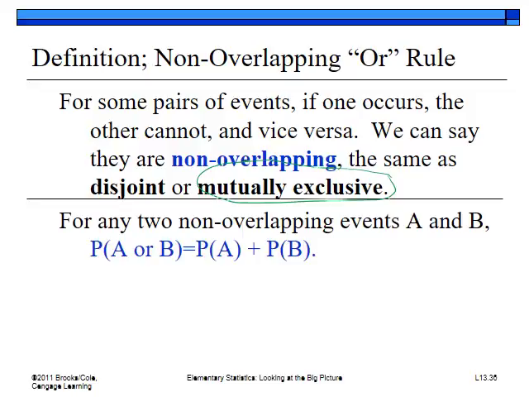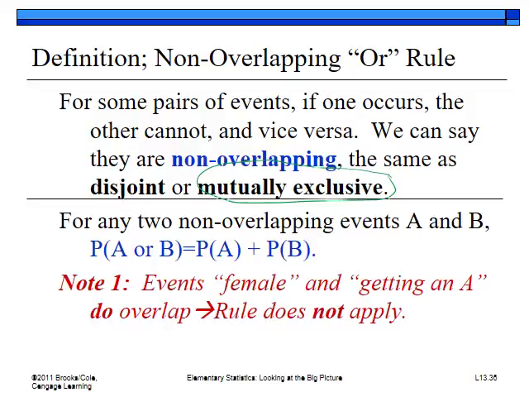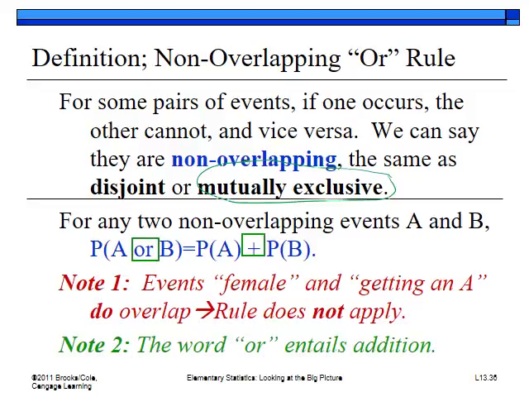When you have mutually exclusive events that are separated with an OR, you can compute the probability just by adding. In the previous example, female and getting an A will overlap, so the rule doesn't apply. We'll talk in a few minutes about how to correct this. The takeaway from this is that when you see the word OR, you know that you're going to want to add probabilities.